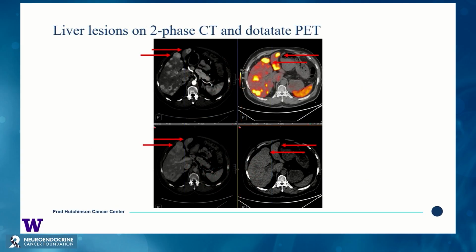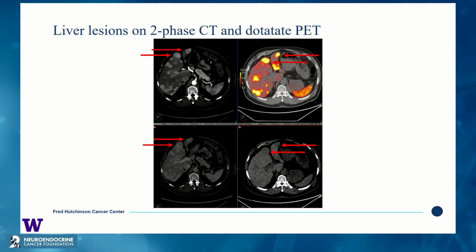This is another example just showing the benefit of putting together the Dotatate PET and contrast CT and comparing the contrast CT findings with non-contrast CT. You can see the top two rows show a contrast enhanced CT in the arterial phase, so we have obtained an image on the CT very shortly after injecting the contrast. I have two arrows pointing to two liver lesions that we're just going to focus on. They're very bright on that arterial phase image on the CT, so you can see that there's a lot of enhancement.